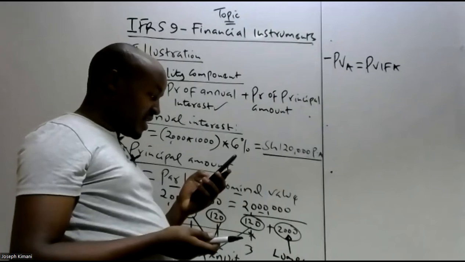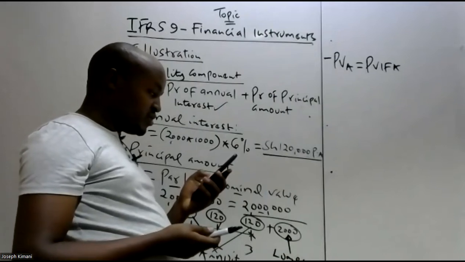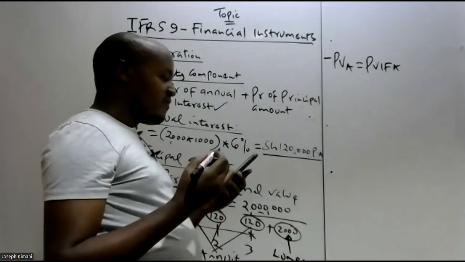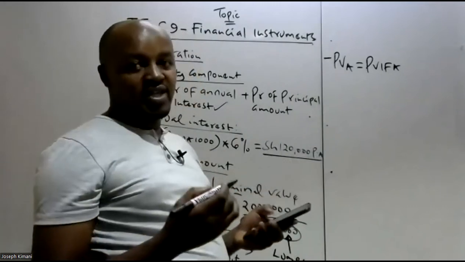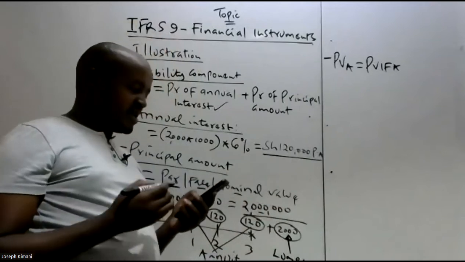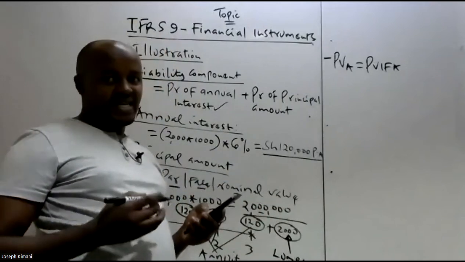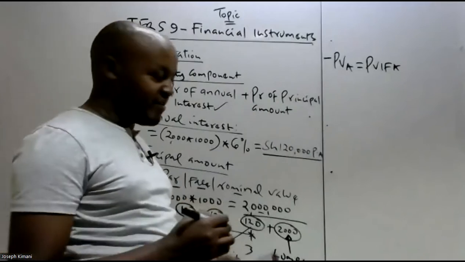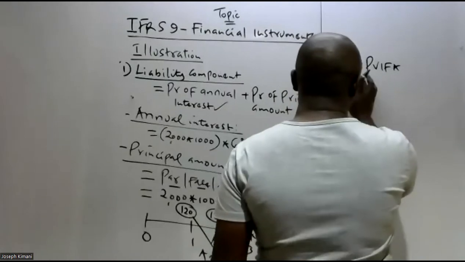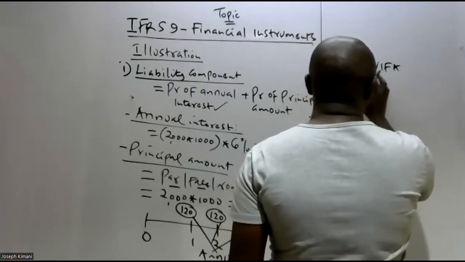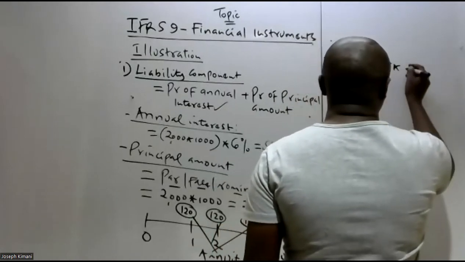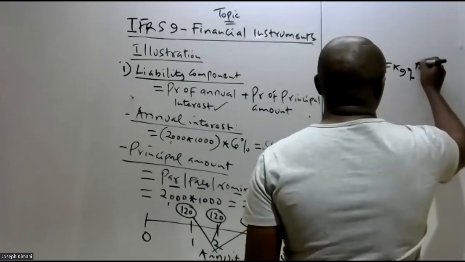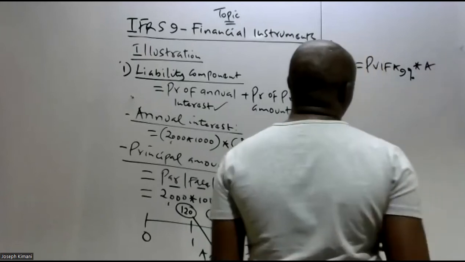In the last sentence, we are told that when the bonds were issued, the prevailing market interest rate for similar bonds without conversion option is 9%. That prevailing market interest rate is the rate we use for discounting. So to get the present value of the annuity, we take the present value interest factor of annuity at the rate of 9%, and then we multiply that with our annuity.